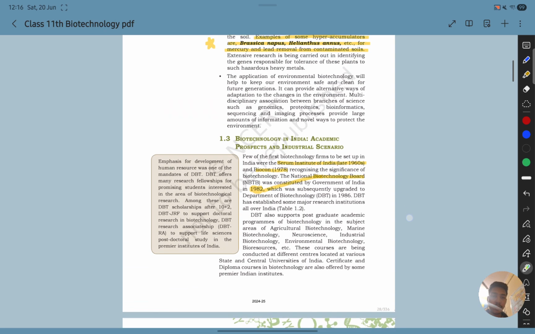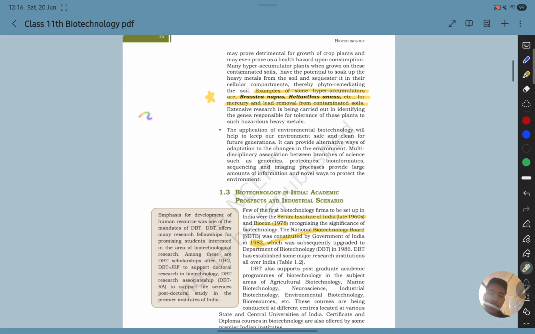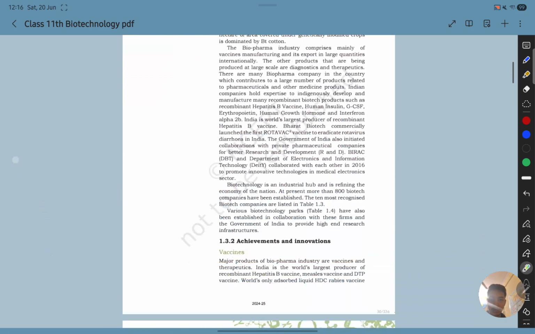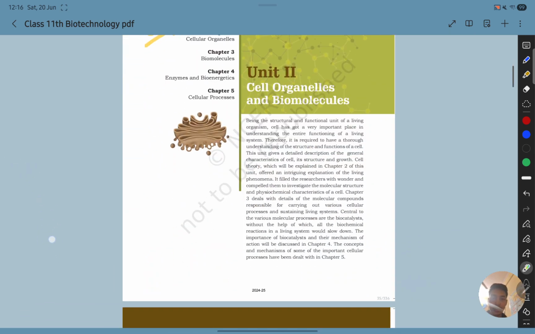Okay, so if a chronology question comes, always remember the Serum Institute comes first, then Biocon, and then the National Biotechnology Board. So this is a simple fact. Let's move forward. This is the end of the chapter.